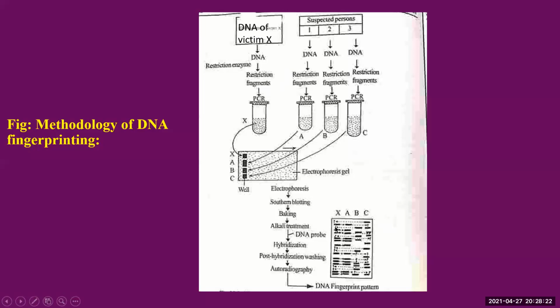So if you look at the fingerprint pattern of X and A, you can see that the DNA fingerprint pattern of X and A completely matches. And the B and C suspected criminals have different kind of DNA. So this indicates clearly that A is the criminal and the crime has been committed by the suspected person represented by number 1 or A. This is how DNA fingerprint pattern can help us in resolving criminal cases or even the paternity disputes.